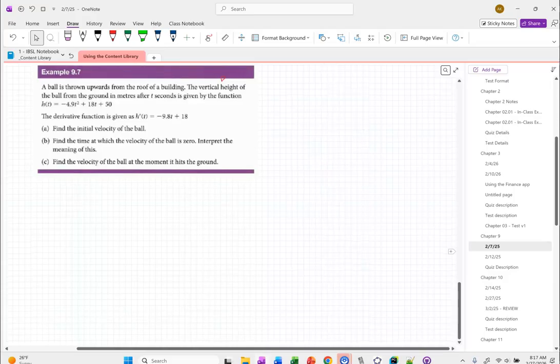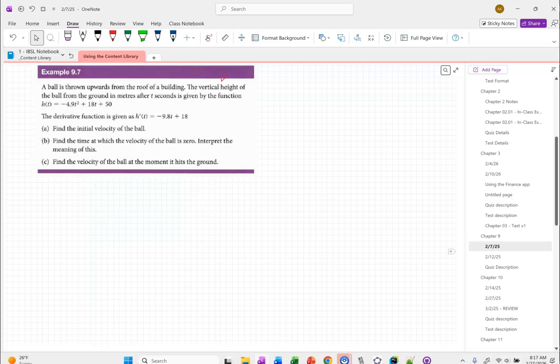It says a ball is thrown upwards from the roof of a building. The vertical height of the ball from the ground, remember you started at the top of the building, in meters after t seconds is given by the function h of t equals negative 4.9 t squared plus 18t plus 50. The derivative of the function is negative 9.8 t plus 18. Let's just verify that for our own purposes.